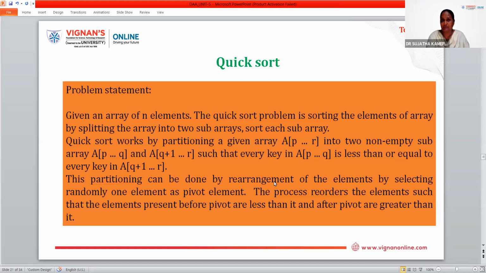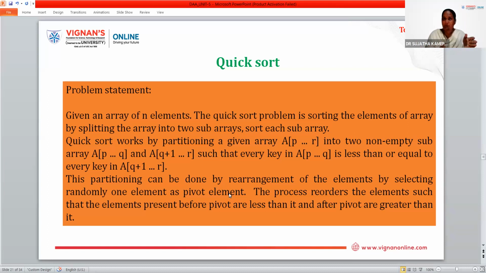How are we going to do the rearrangement of elements? We select one element as the pivot element, and we arrange the pivot element in such a way that all the elements present before the pivot are less than it, and all the elements present after the pivot are greater than it. But they may not be in sorted order. They are all greater, but not in sorted order.